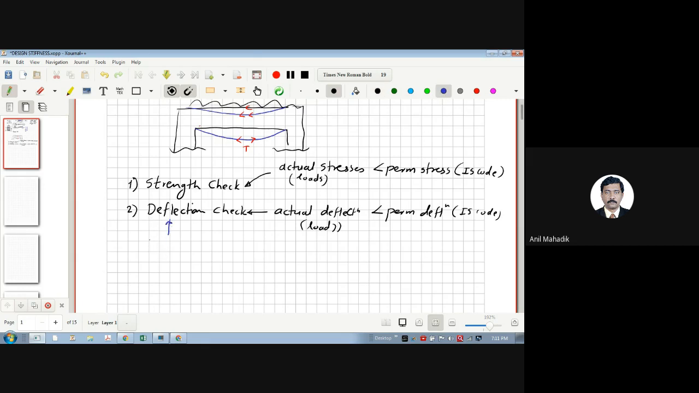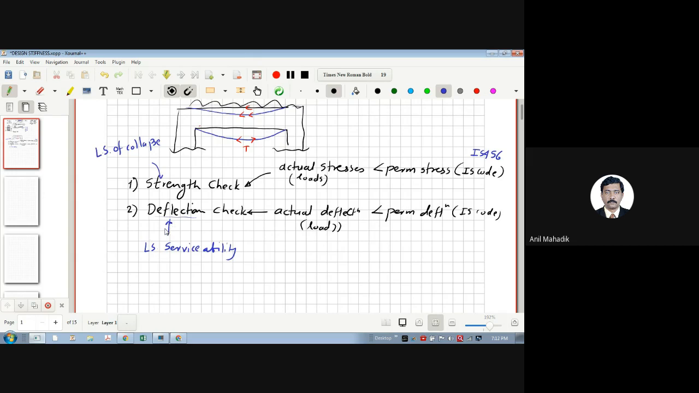So which code we are using? IS 456 for RCC. So in IS 456, we have limit state of serviceability, and this is nothing but we check the deflection, and there is one part that is limit state of collapse, which is nothing but strength criteria, strength check. So these are the two checks we do in design. So this is very important.